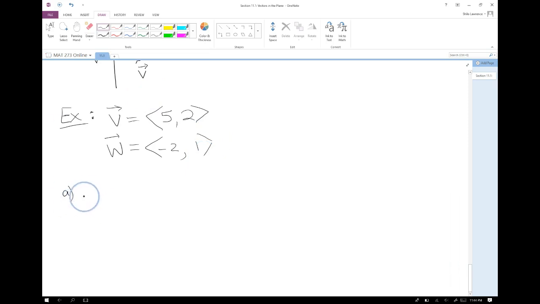The first thing we're going to do is calculate the magnitude of vector v. So remember, magnitude is the length or the size of our vector, and we can think of those components as the legs of a right triangle. What we're trying to calculate is the hypotenuse. So the magnitude of vector v is the square root of 5 squared plus 2 squared, which is 25 plus 4, square root of 29. 29 is not a perfect square, and most of the time here we want exact answers, so we leave that as square root 29.